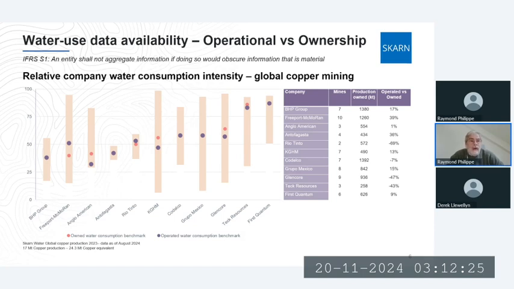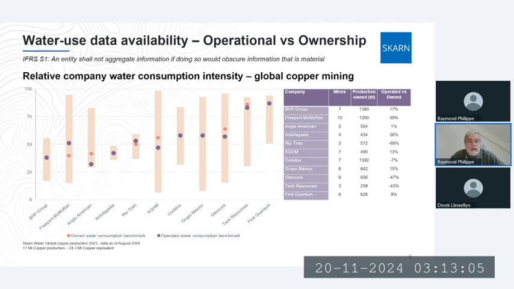there is now a requirement on reporting in IFRS S1. That's a sustainability requirement of the International Financial Reporting Standards, that an entity shall not aggregate information if doing so would obscure information that is material. And basically it means that for any company that is required to report under the accounting standards IFRS, it requires to validate whether or not an aggregate value is acceptable or not.